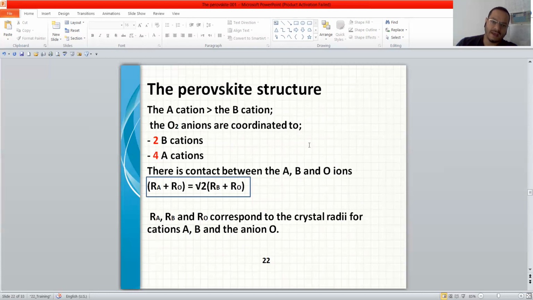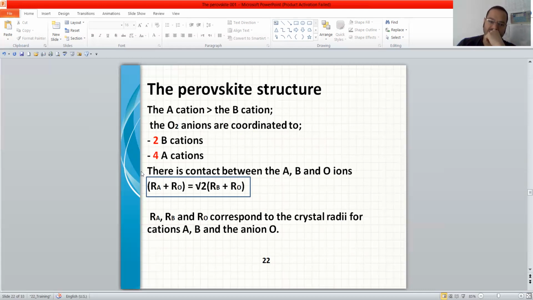Here, the A cation is bigger than the B cation, like I said before, and the oxygen is surrounded by 2 A cations and 4 B cations. This is the old information taken from the previous slides. Now we have another thing. We will discuss what the T element is.